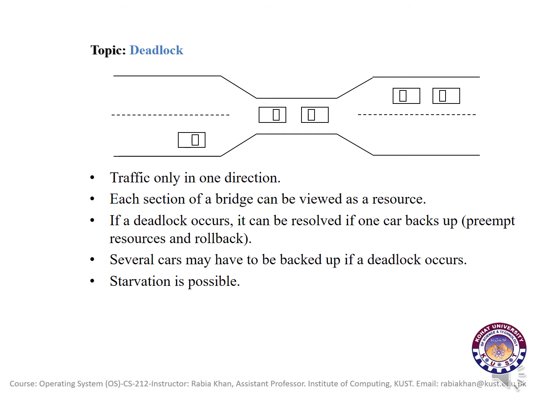Now, if one side of the traffic is backed up, starvation may be the result for the traffic on that side. How? It may be possible that only one side of the traffic is always backed up when there is a deadlock, so the cars on that side may not get enough time to use the bridge. Similarly, if one process in your system is always deprived of resources, it may face starvation.